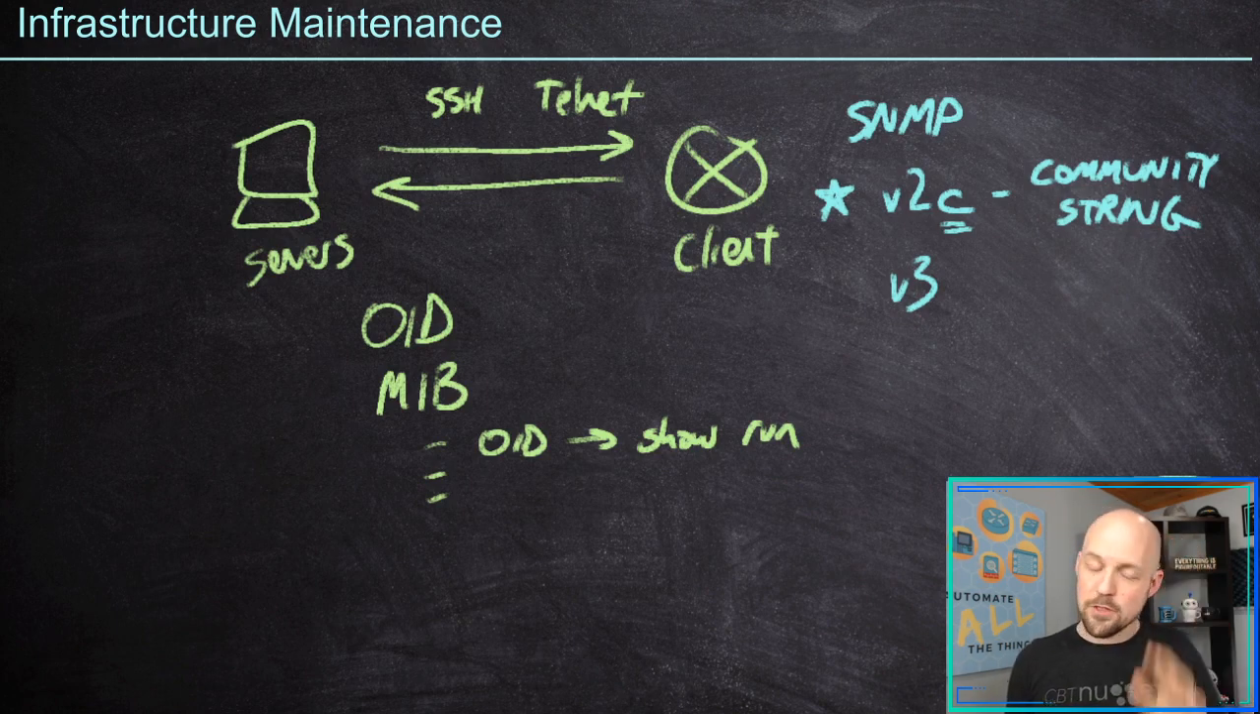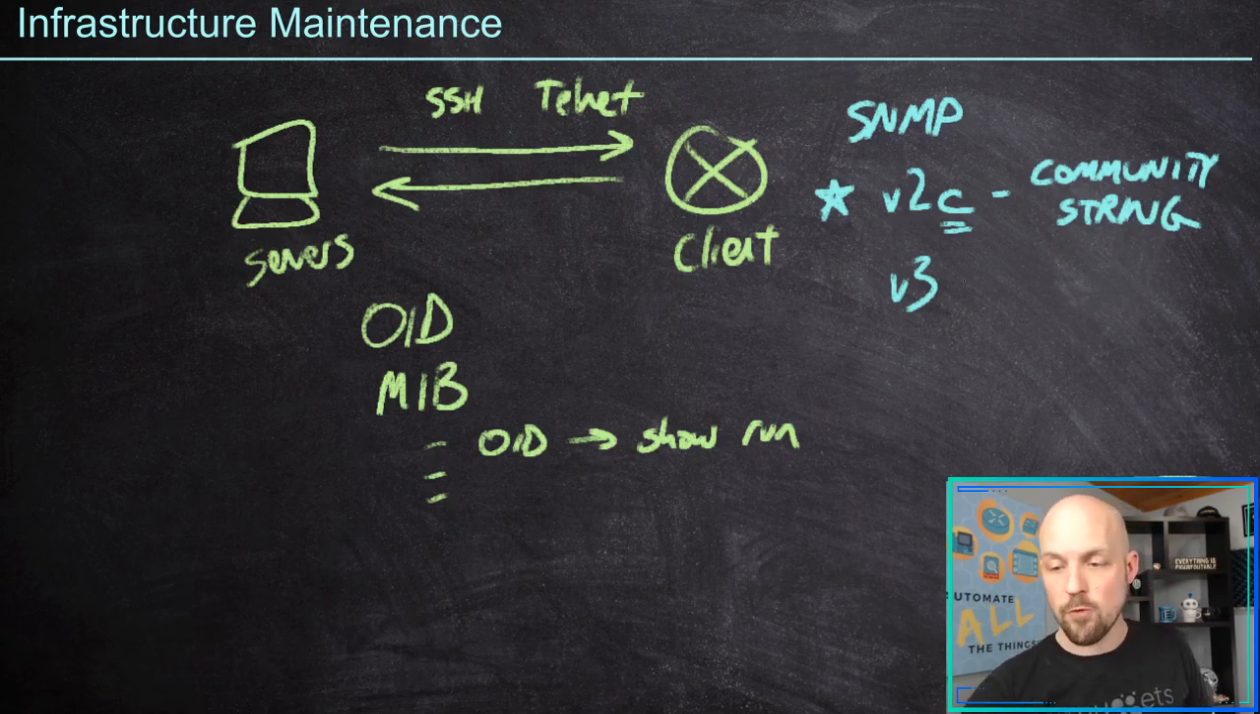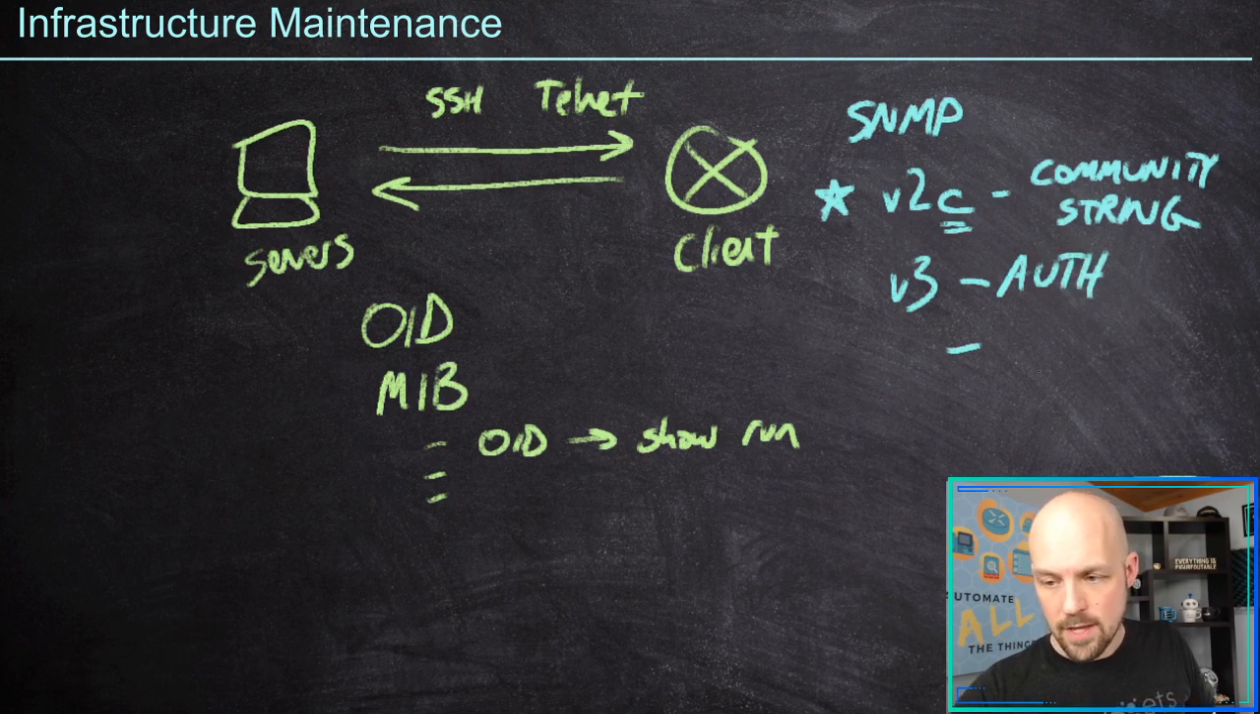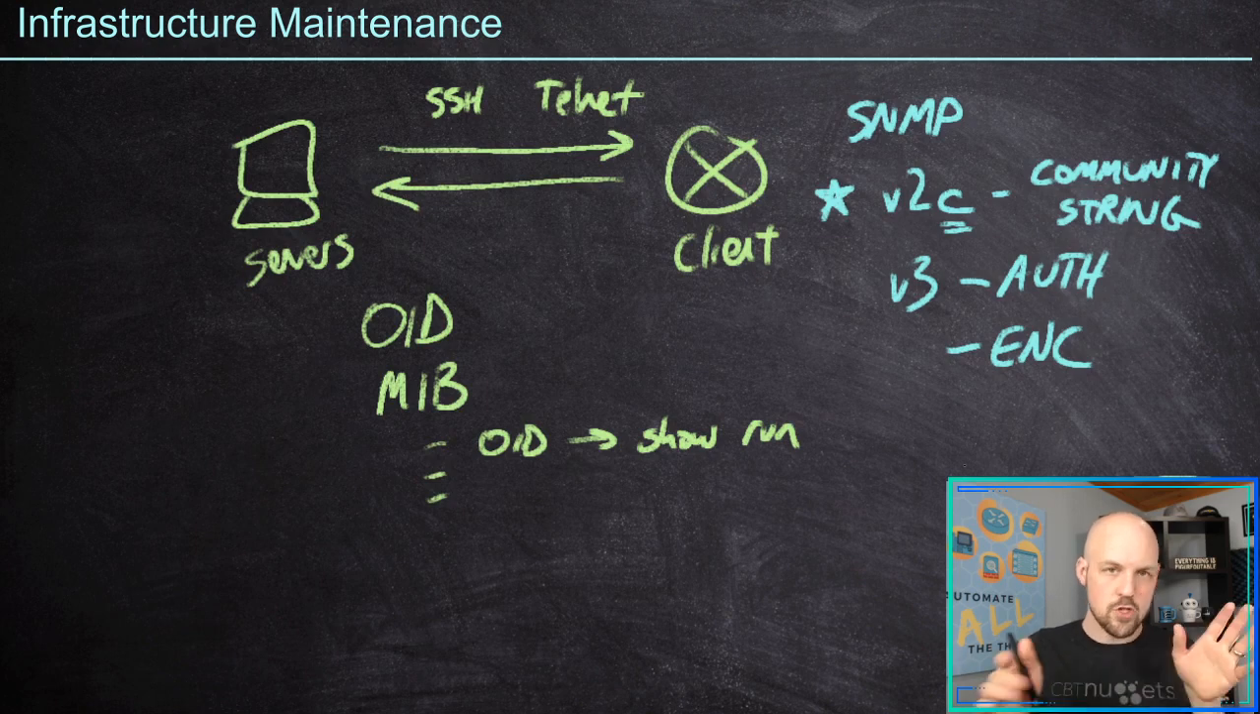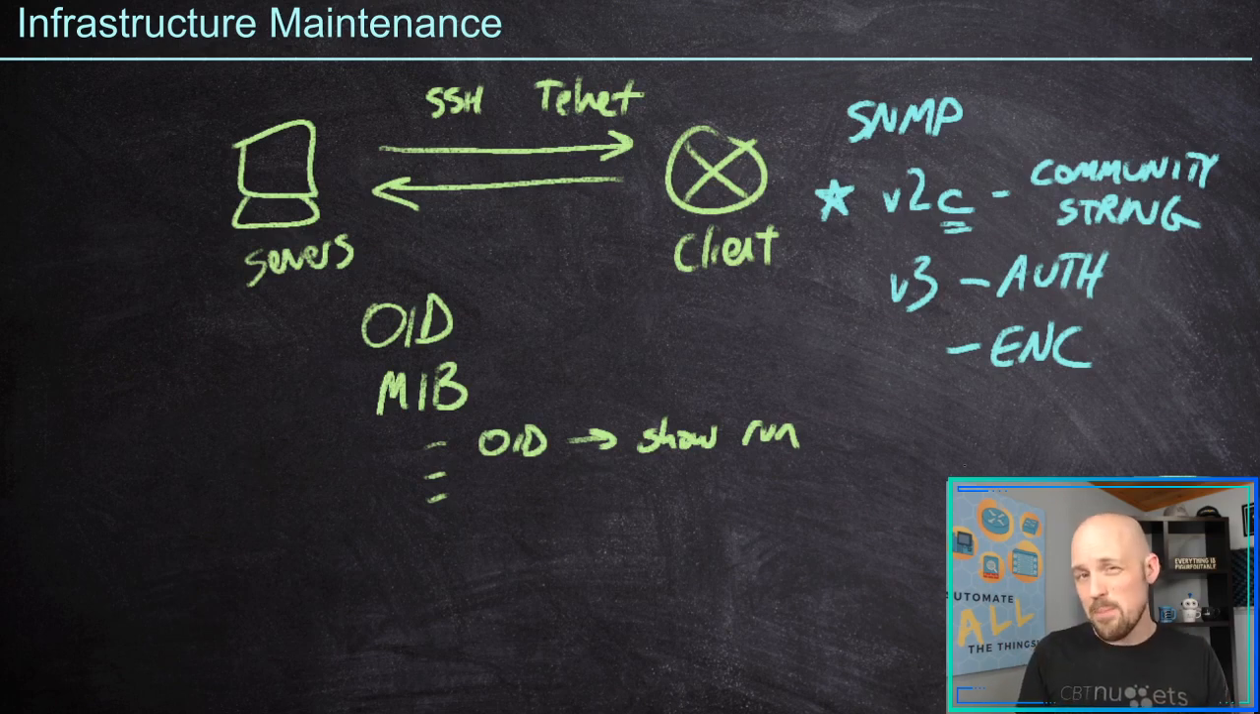But the good news with version 3 is we get two different forms of security. We get authentication and we get encryption. We all need to understand the difference between authentication and encryption. Authentication is this concept of username and password. It's defining who you are. The way I prove that I am Jeff Kish when I'm logging into something is usually by entering my username and then my password. My password is supposed to prove that I am who I say I am.